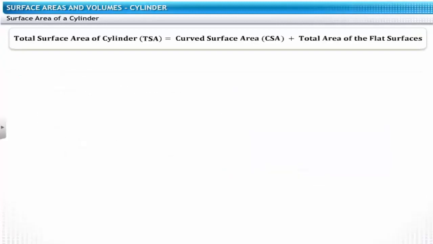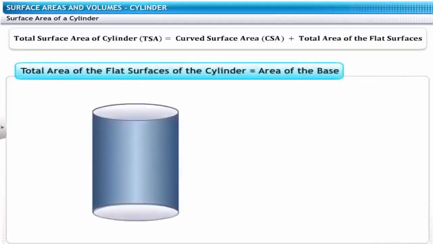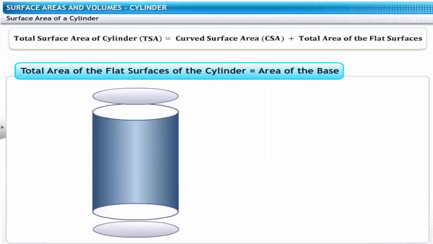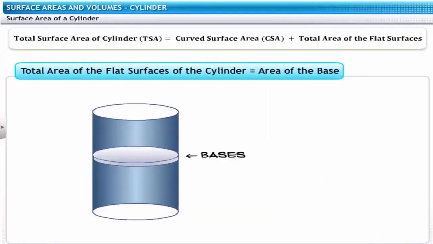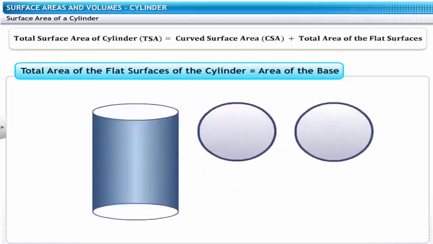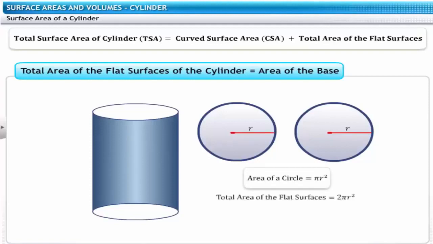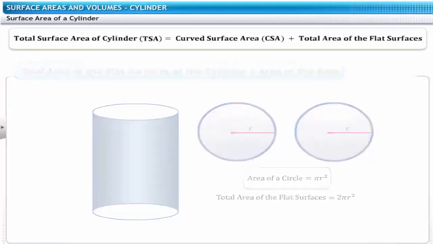We derive the formula for the CSA. Now, let's determine the area of the flat surfaces of the cylinder, which is nothing but the area of the base of the cylinder. The flat surfaces of a cylinder are made up of two congruent circles. Let's assume the radii of the circles as r. The area of each circle is equal to pi r squared. Area of two circles is equal to 2 pi r squared.